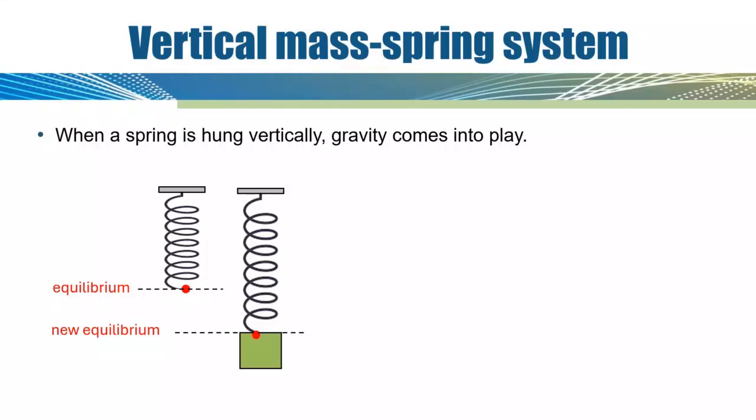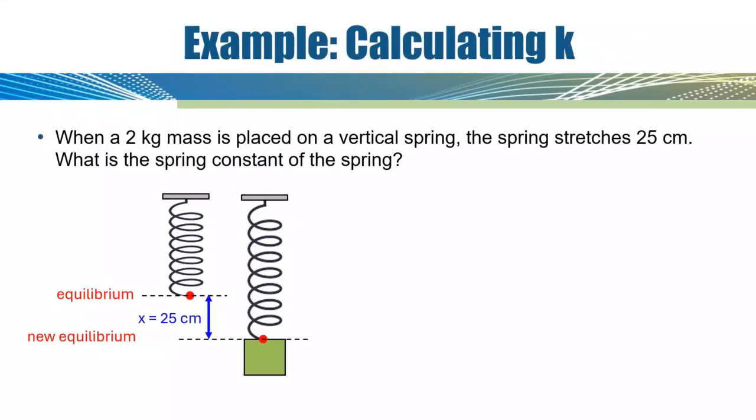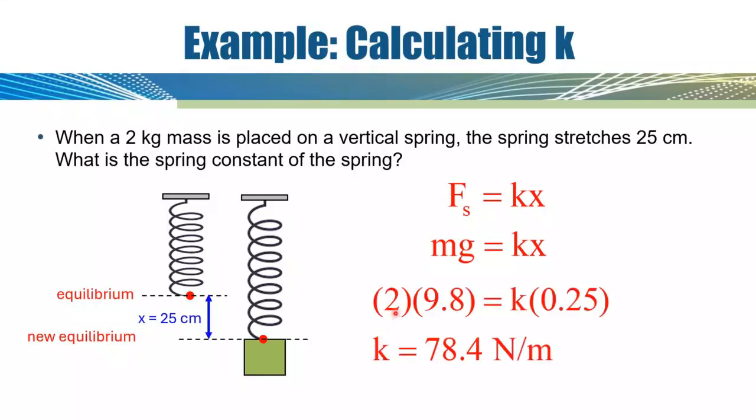Let's look at an example. When a 2 kilogram mass is placed on a vertical spring, the spring stretches 25 centimeters. What is the spring constant of the spring? We can start with Hooke's law, and in this case, the weight of the hanging mass causes the spring to stretch and is therefore equal to the restoring force. So plugging in our values, we have a mass of 2 times 9.8 equals k, and it's stretched 25 centimeters, so I turn that into meters, and we have a k value of 78.4 newtons per meter.